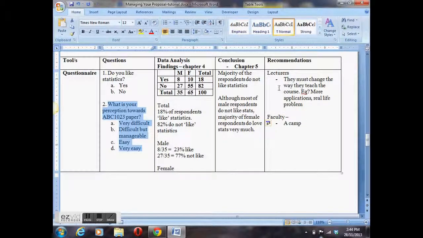And sometimes for recommendations we don't have to go through every single item. Recommendations will refer to these conclusions. What conclusions do we make or offer based on the data? All right.